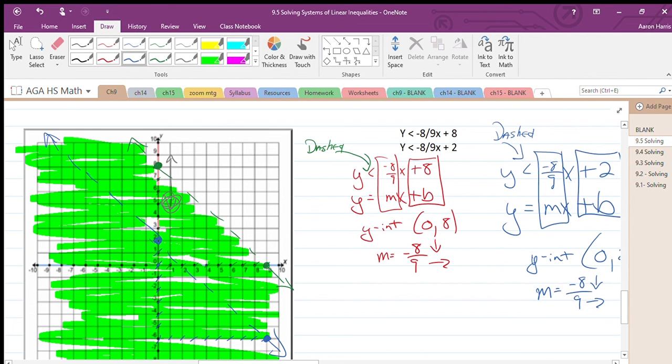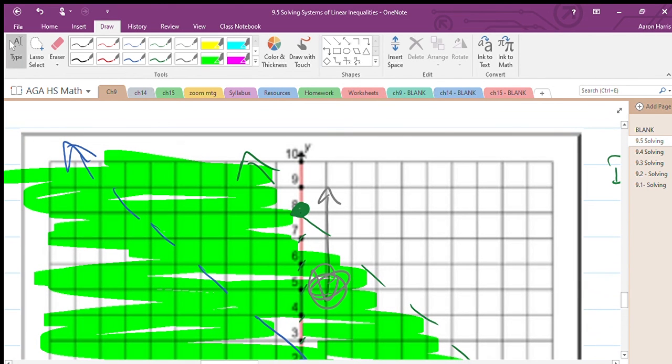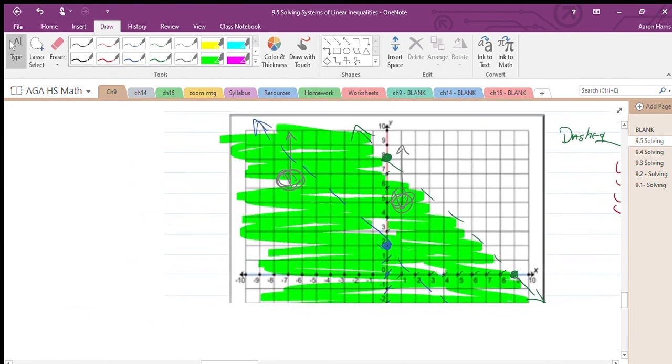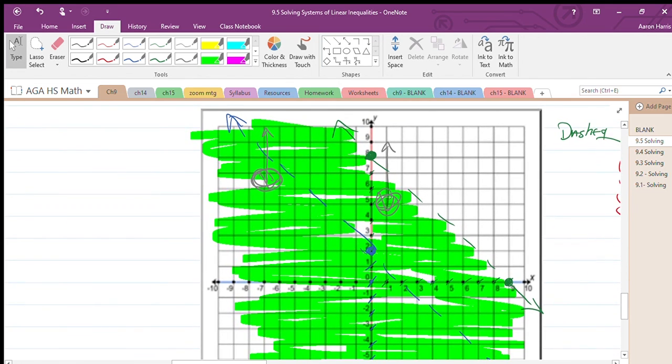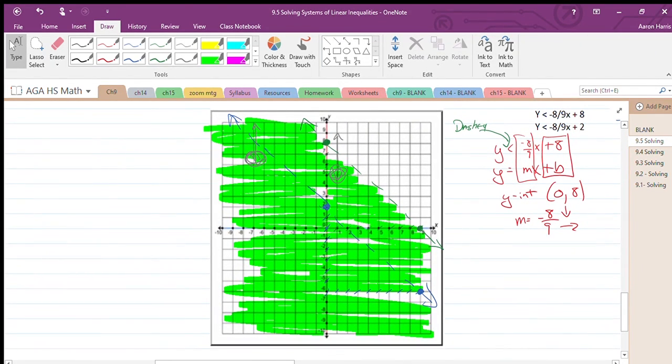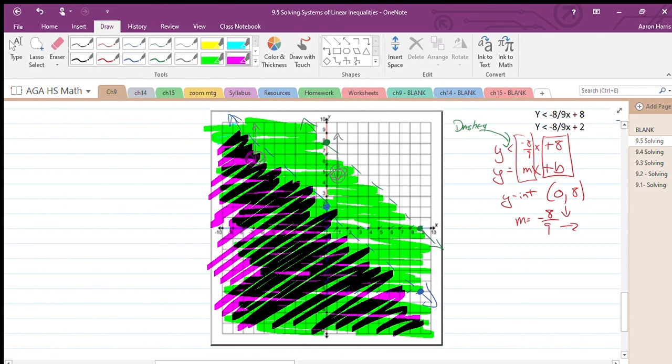Okay, and now it says less than. Let's draw our vertical line. Less than is going to be which one? This one. Okay, so I need to shade everything below the blue line. And as I do it, what do you notice? Everything pretty much is true, except for what? This area right here. That's only true for the green line. But everything else is true for both lines.